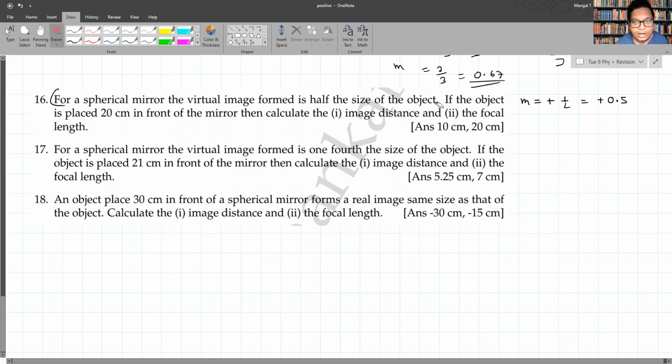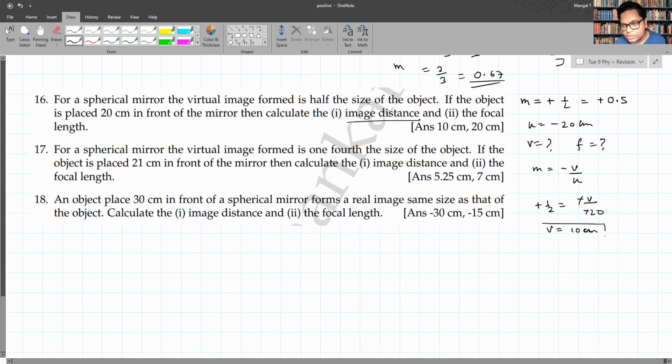Okay. Now, going ahead, if the object is placed 20 centimeter in front, so they have given us that u is equal to negative 20 centimeter. They are asking us to calculate the image distance. They are asking us to calculate the focal length. Okay, so how do we proceed now? m is negative v by u. So when you have a plus half and a negative v by negative 20, so v will be equal to 10 centimeter. So that's the value for v we got.